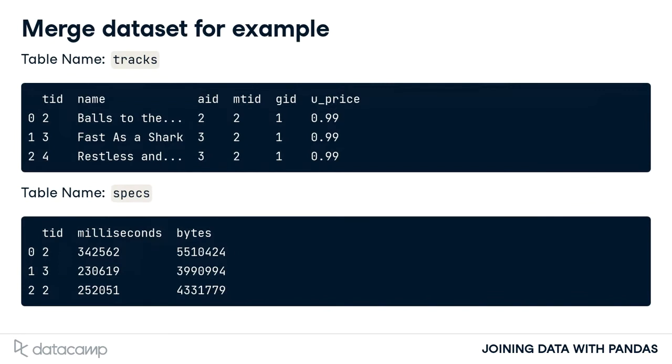In this example, we want to merge these two tables on the column TID. Again, our data is from our musical service. The first table is named tracks, and the second table is called specs for the technical specification of each track. Each track should have one set of specifications, so this should be a one-to-one merge. However, notice that the specs table has two rows with a TID value equal to 2. Therefore, merging these tables now becomes unintentionally a one-to-many relationship.